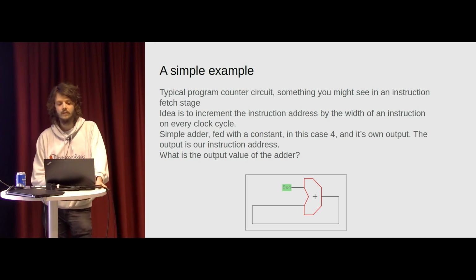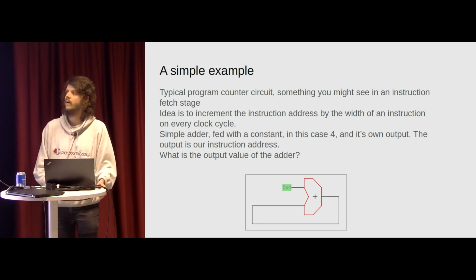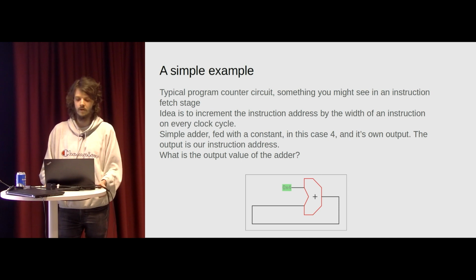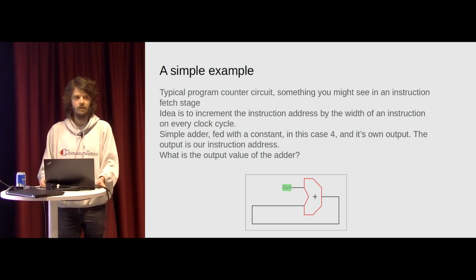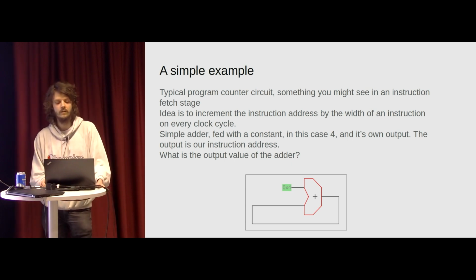Here we have a simplified version of a typical program counter circuit. So it's something you might see in an instruction fetch stage of a processor. And the idea here is that we want to increment the instruction address by the width of an instruction on every clock cycle. And in this case, the width is 4.